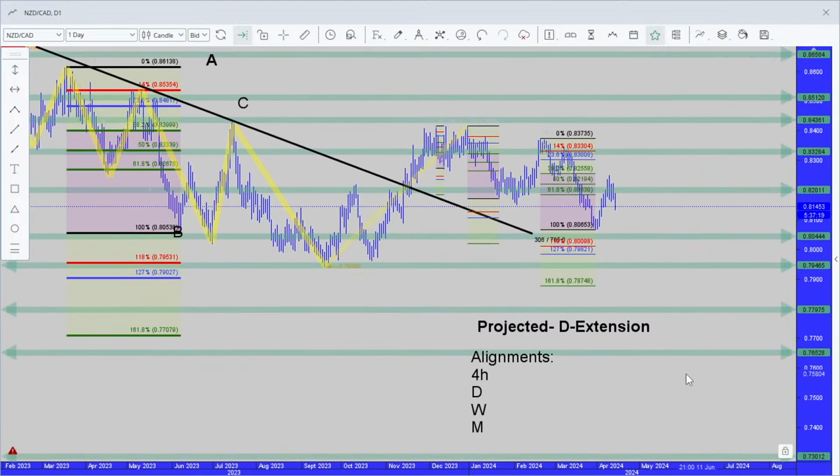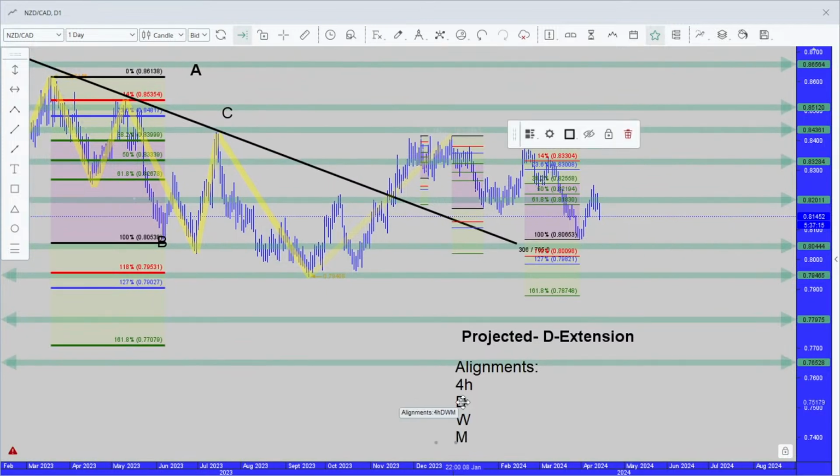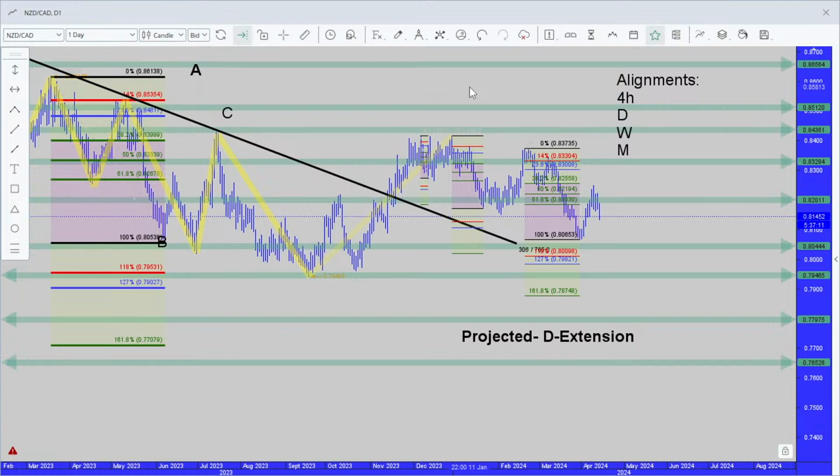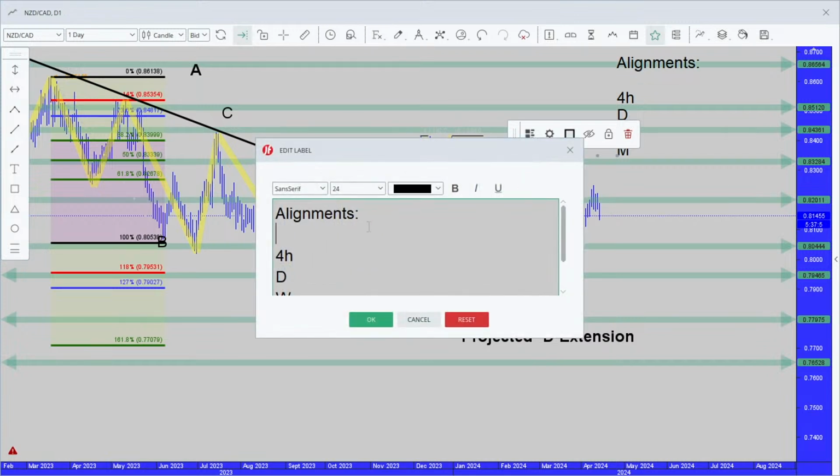Boss, what is this one? Probability, talking about the Fibonacci. All right. Yeah, let me edit the label.